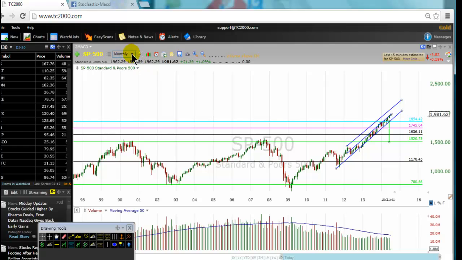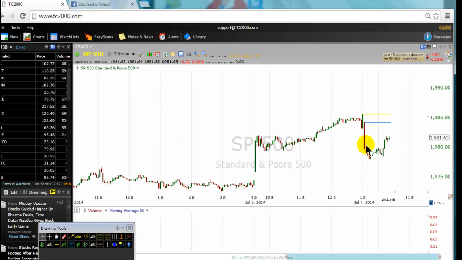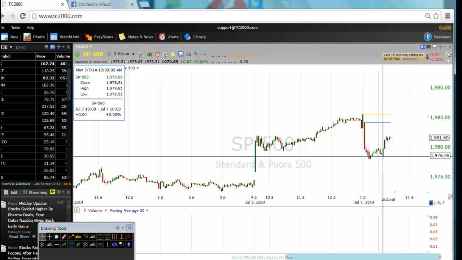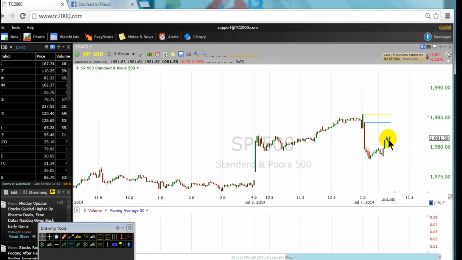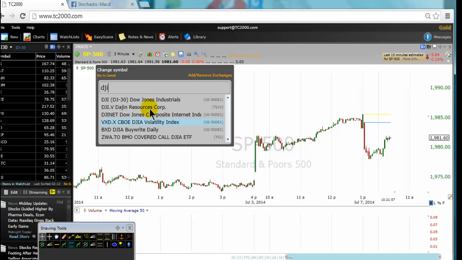So let's go to the 3-minute chart for the S&P 500, which is the market itself. Okay, same scenario, drop down, display candle double bottom here. 3-minute chart, behaving like the Dow Jones index. You see? Go back again to the Dow Jones.